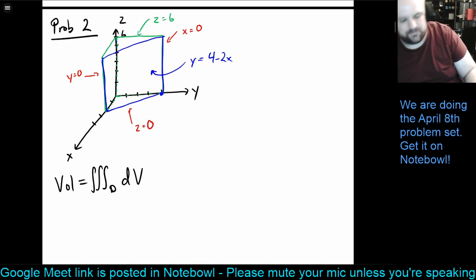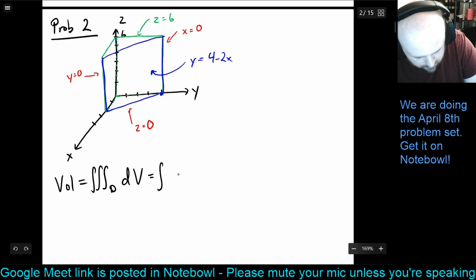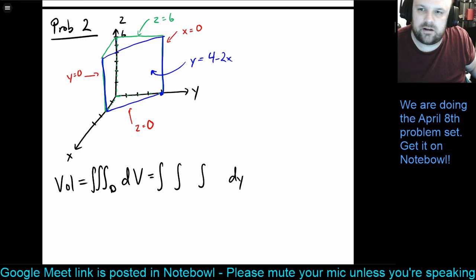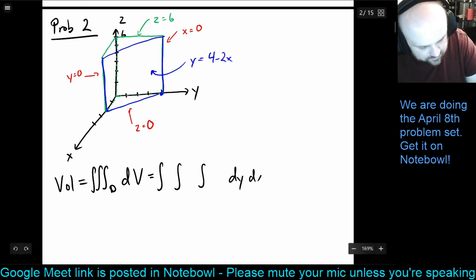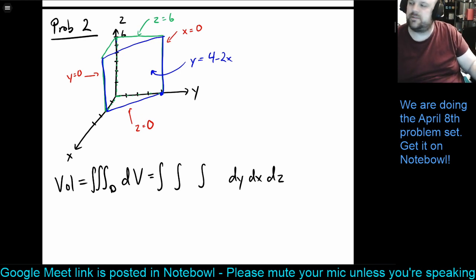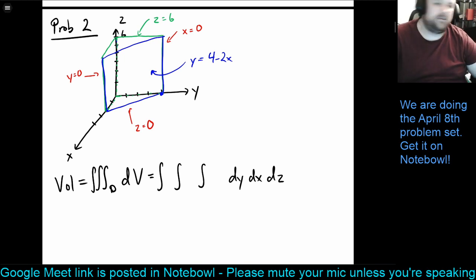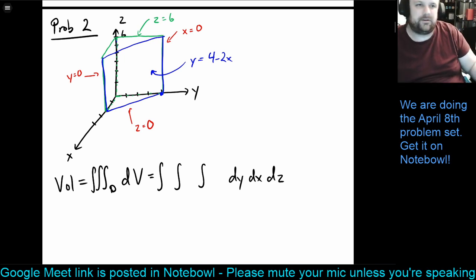All right, so we're going to do dy first. And then after y, we'll do x. So that leaves z for last. Again, the order doesn't really matter here in this particular one, because we can do it no matter what.